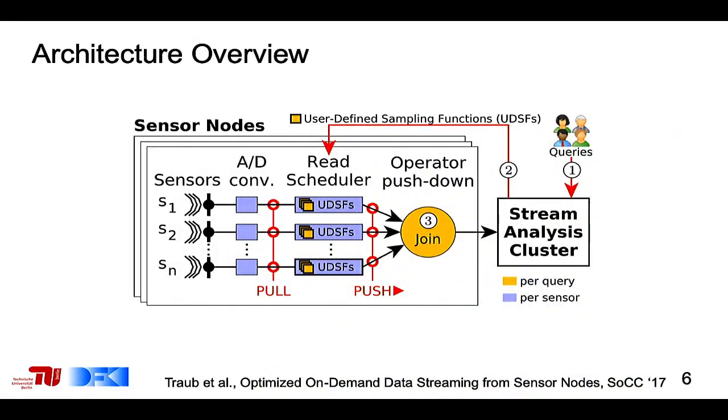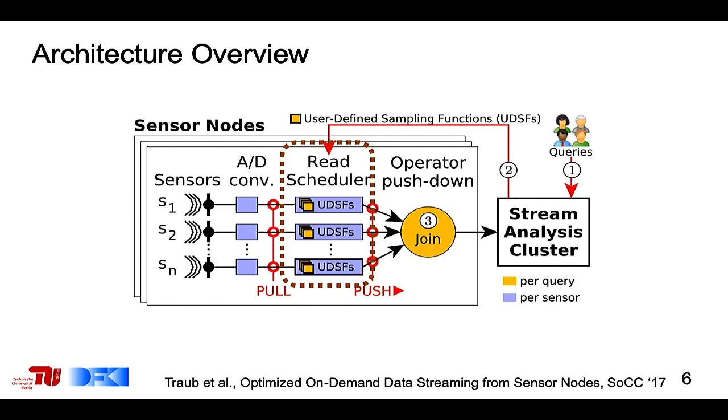So let me give you a brief architectural overview of how that actually looks in the system. So the first step is that we have users who submit queries to a stream analysis system. And in streaming engines, those are usually long-standing queries which continuously consume input data and continuously produce output data. And what the system does is it derives what we call user-defined sampling functions, basically specifying what values they need from sensors. That can be something very simple, like just reading periodically every few seconds from a sensor, but it can also be some more complex rules which, for example, monitor the variance of the sensor data and then flexibly decide when to read values and when to send them to the central. The important point is that having these user-defined sampling functions, we can run on the sensor node what we call a read scheduler.